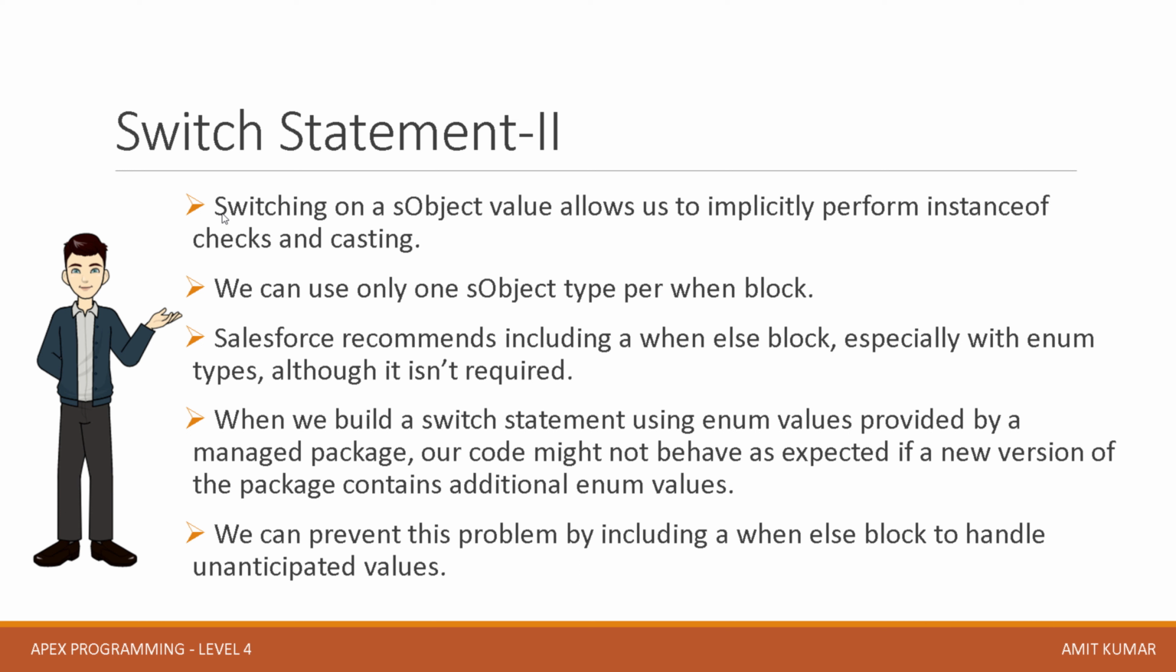So as we have seen in the previous video, SObjects and enums can be used with switch. If we are switching on an SObject, it provides us various facilities, instanceof checks and typecasting implicitly, that we need not do explicitly. Otherwise, if we are doing it without switch, we have to do these checks and casting by ourselves. One point to be noted: if we are using an SObject on switch, then we can use only one SObject type per when block. In those situations, when cannot have more than one SObject.